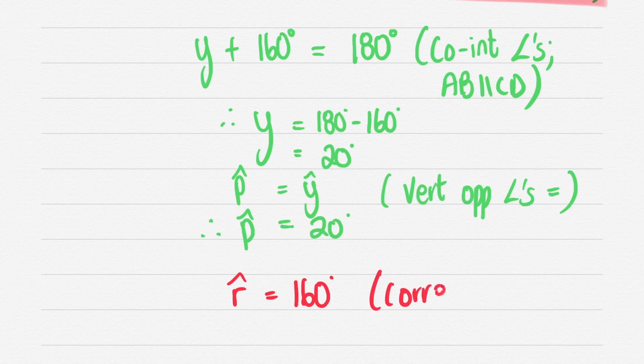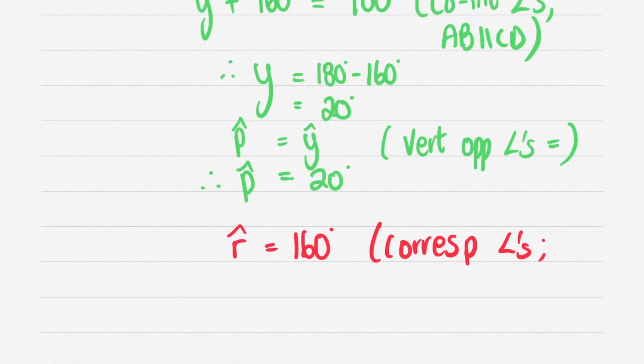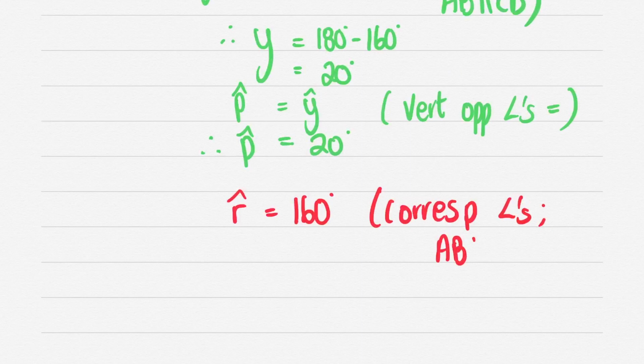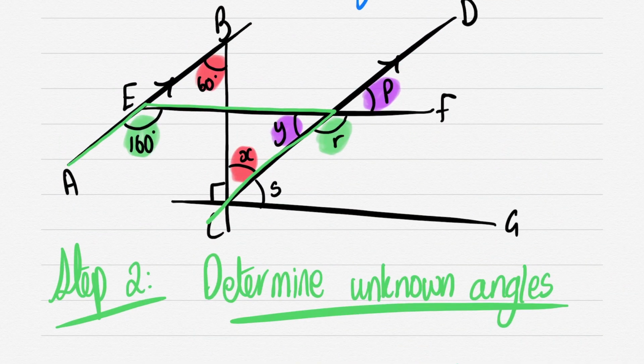How did I get that? It's called corresponding angles. When we draw the F with a set of parallel lines, we'll see that AB and CD are parallel. So corresponding angles means that the shape formed by the F, as I've drawn here, shows that those two angles with the curly line, 160 and R, are actually equal. That is your corresponding angles rule. So therefore R is equal to 160 degrees.